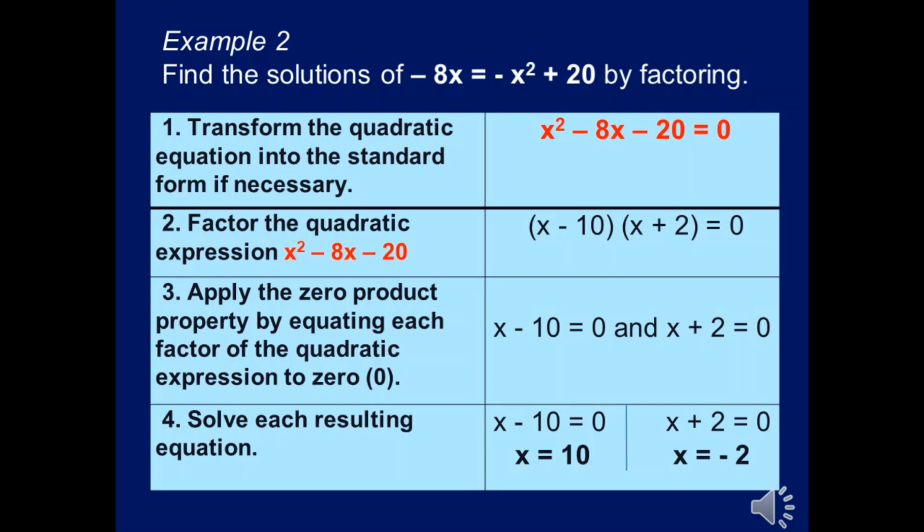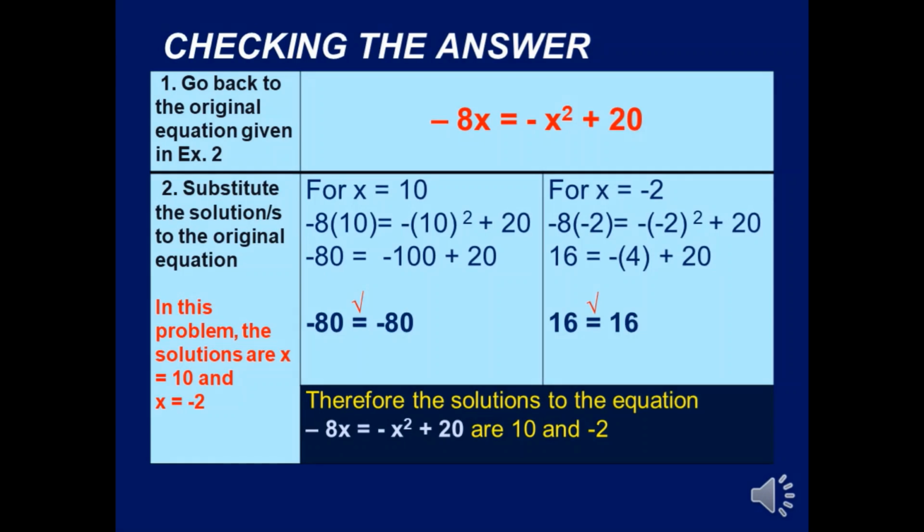So you have x minus 10 equals 0. You transpose negative 10, now it becomes positive, so x equals 10. On the other side, we have x plus 2 equals 0. Then we transpose positive 2 to negative 2, so the resulting value is x equals negative 2. Now it's time to check our answer.